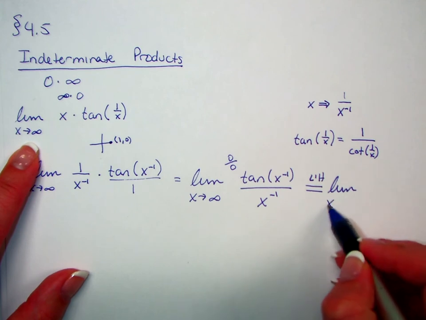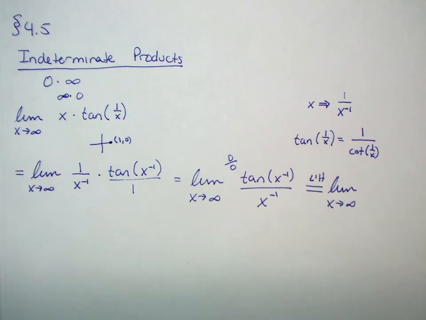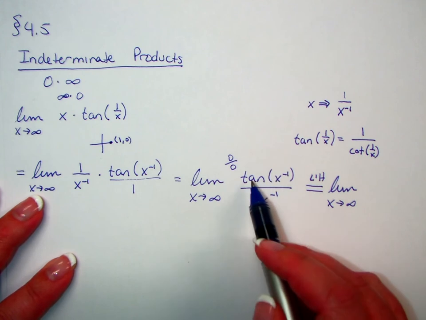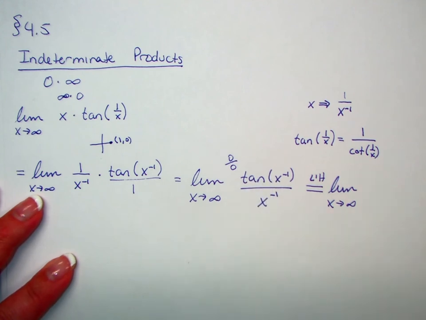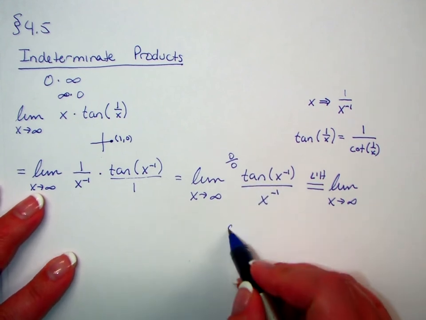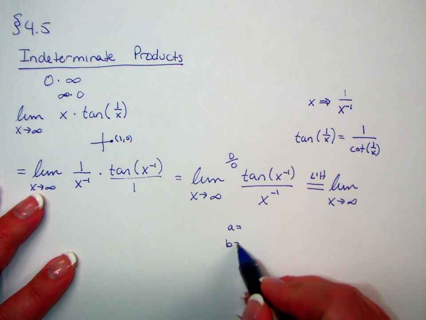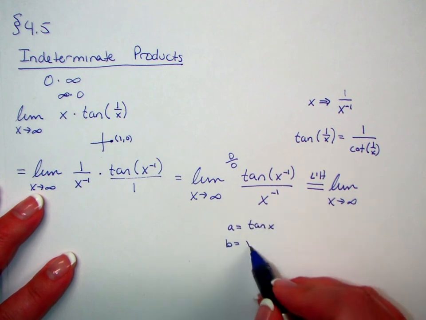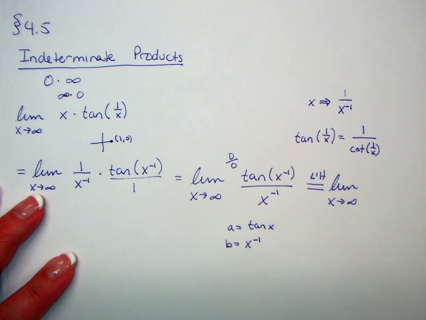So I am going to take the derivative of the top over the derivative of the bottom. On the top here, it's a chain rule, right? Because we have a tangent on the outside, x to negative 1 on the inside. So let me go ahead and outline the chain rule here. We get tan x on the outside, x to the negative 1 on the inside.